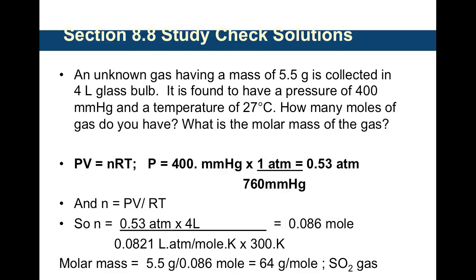Okay, then I took the grams of gas, divided it by the moles, and I got the molar mass, grams per mole, 64. So the possible gas could be SO2 gas, because the molar mass of SO2 would be 64 grams per mole. All right. Although the problem did not ask you to identify the gas, that's how you would do it. Take the molar mass and then figure out what the gas is.